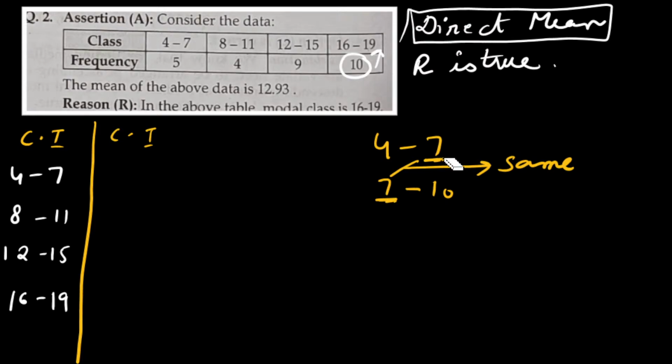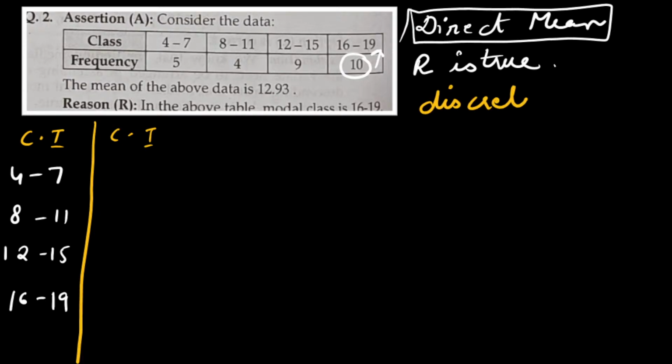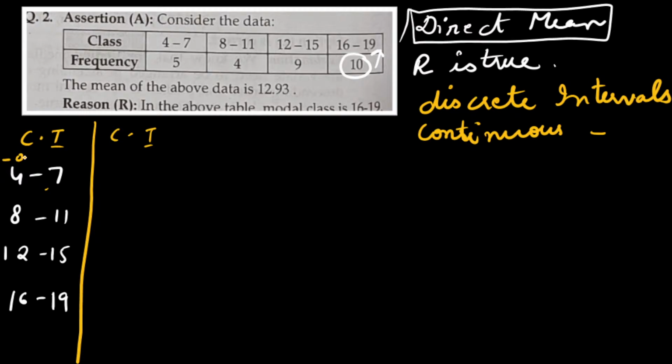How to make them the same? Because this type of class intervals are known as discrete intervals. We have to make them continuous. So how will we make them continuous? You have to see what the difference is. From all the lower limits you have to subtract 0.5, and to all the upper limits you have to add 0.5.